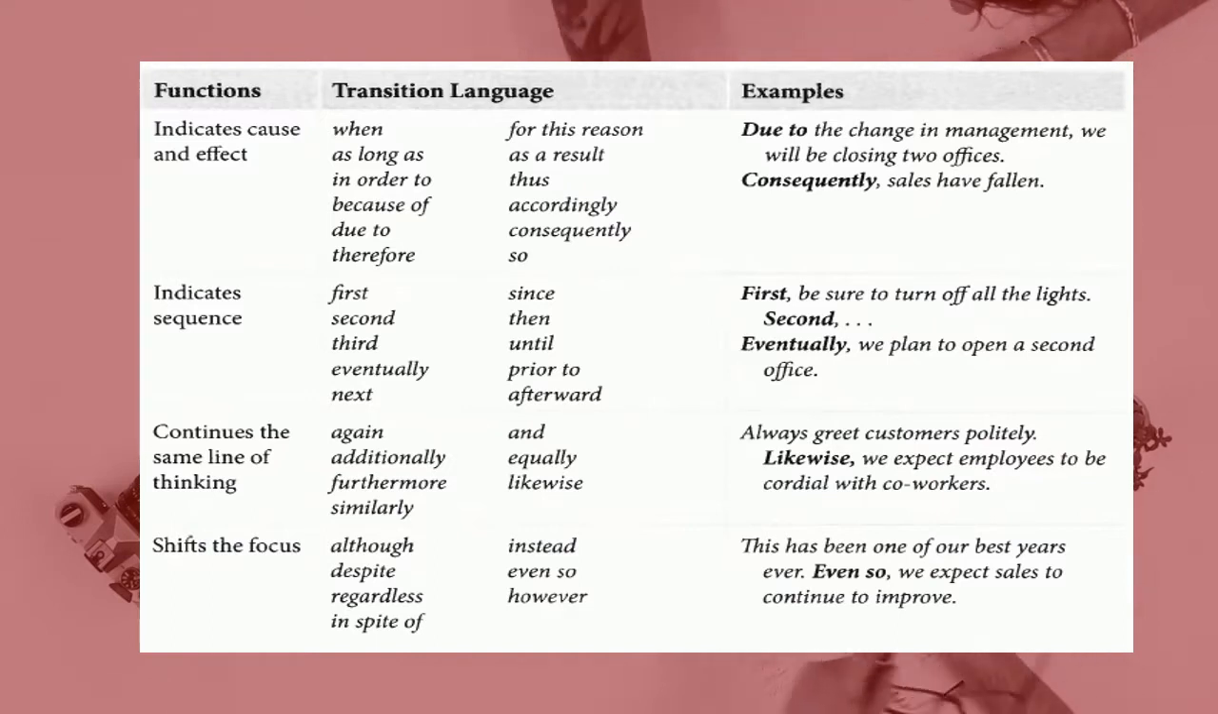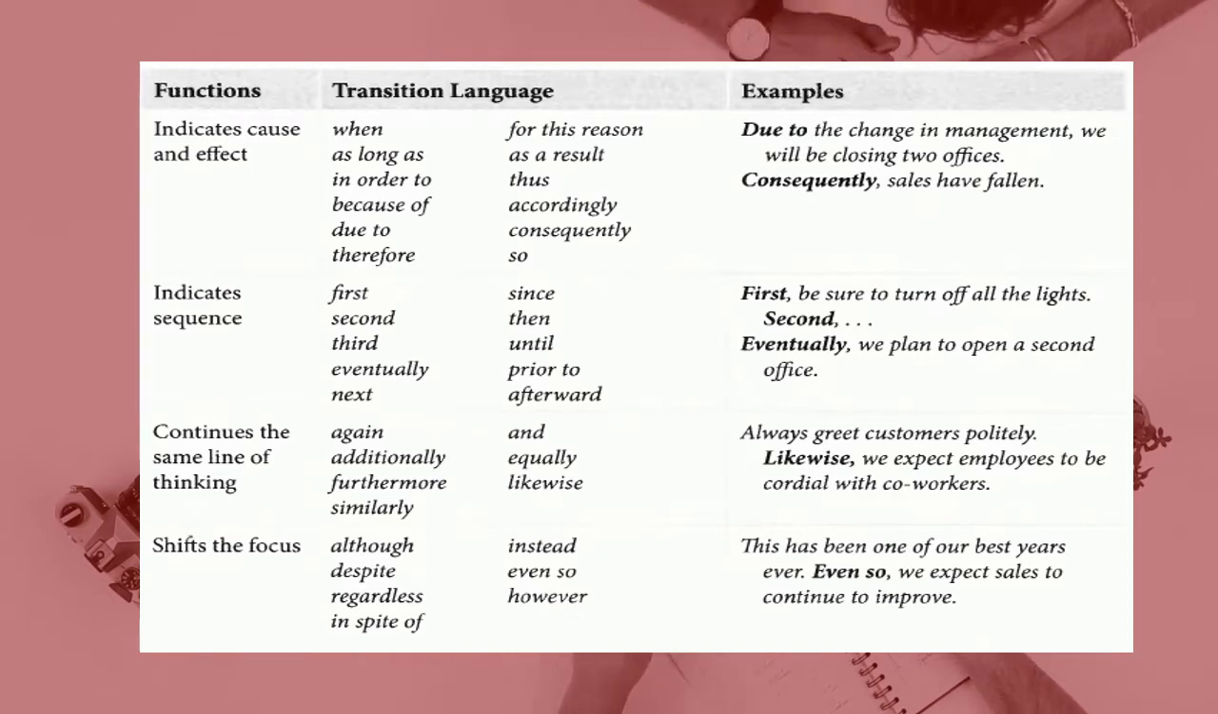Look at the table. On the left hand side, you can see the categories of transition, in the middle you can see the example words, and on the right hand side you can see the examples.